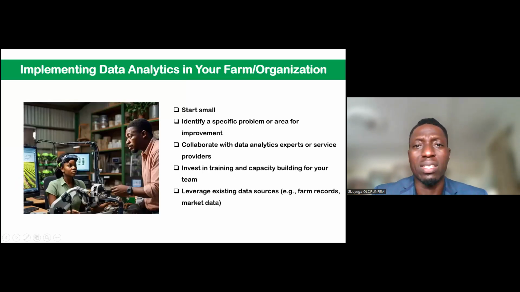Yeah, so, implementing data analytics in your farm and organization. I mean, as agripreneurs, a number of us really want to hit it big and get it going faster. But I think the first thing is, start small, right? As much as you don't want to take on all of the areas within the system or the value chain that require employing data, you need to identify specific ones, with priority, at the same time for improvement.